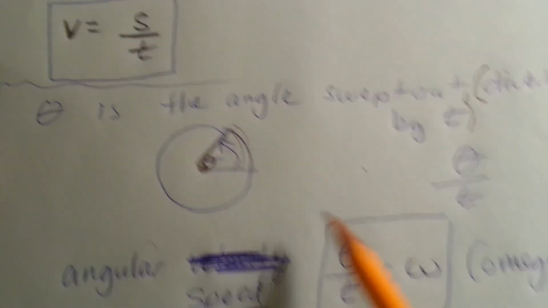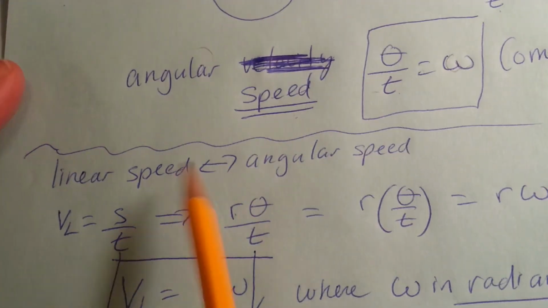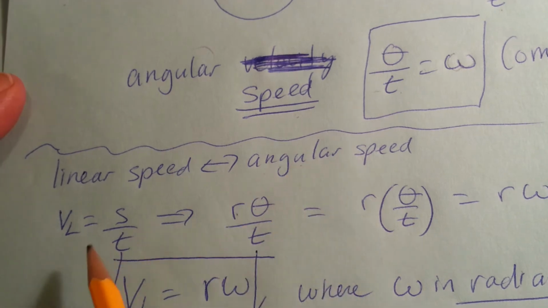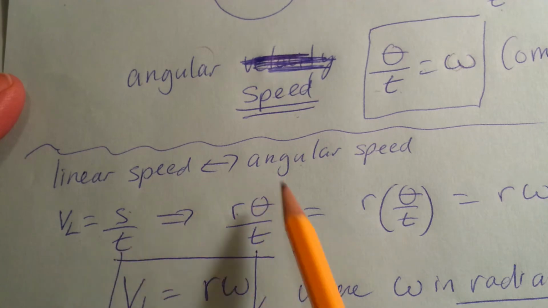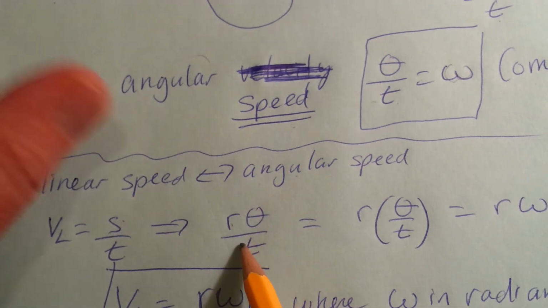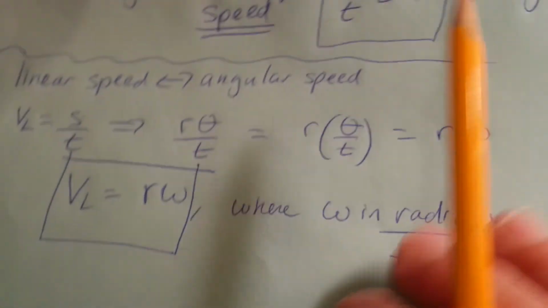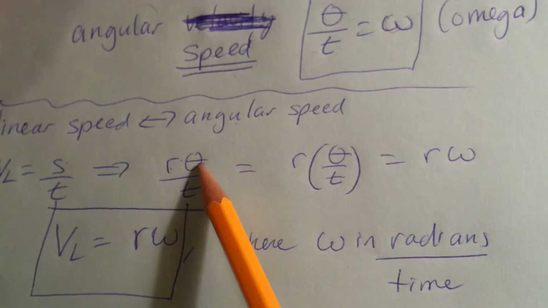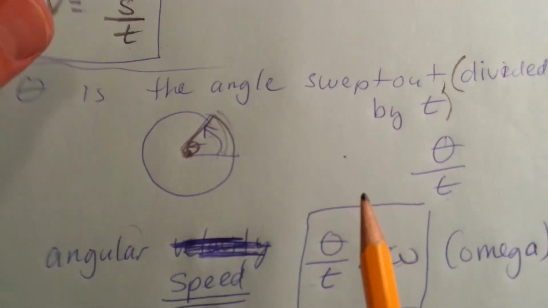How fast do we sweep through this angle over time? That's angular speed, linear speed. Let's go back to linear speed and angular speed and the relationship. Linear speed is arc length over time. Remember, we said that arc length was r theta, r times theta, was S. We did that on page 1, right here. S equals r theta.